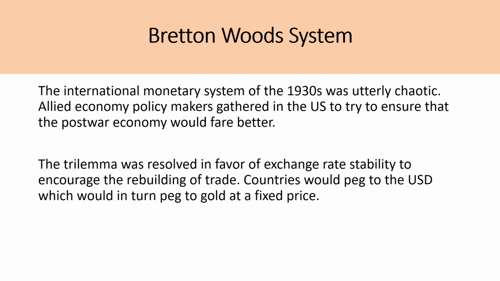So they decided to go back to a fixed exchange rate system, but instead of the gold standard, they came up with the Bretton Woods standards. And so countries would peg to the U.S. dollar, which in turn would peg to the gold, which was at a fixed price. So essentially it was kind of like a gold standard. The U.S. dollar would peg to the gold, but other countries would peg to the U.S. dollar.